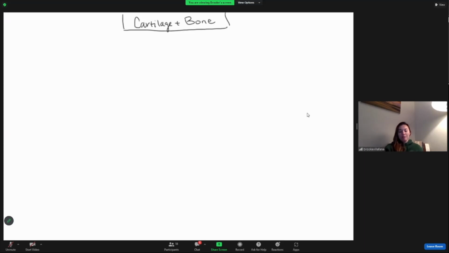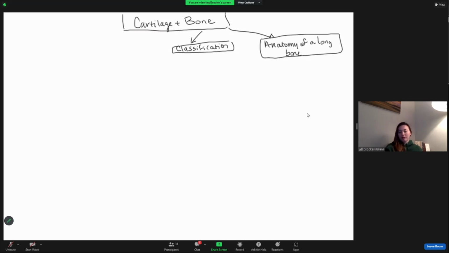So yesterday we had talked about cartilage and bone. We covered cartilage and then we were going into bone, and then I realized that we were going to be out of time, so I had to stop short. With bone, we had talked about the classification: long bones, short bones, flat and irregular. And then we had done the anatomy of a long bone. We talked about the periosteum, endosteum, and the different portions, epiphysis, metaphysis. So all of that we went over yesterday.